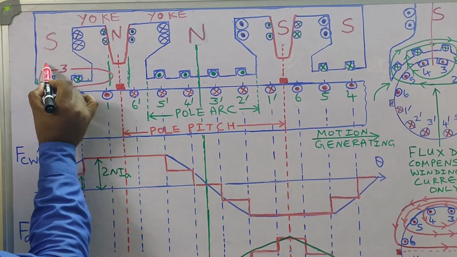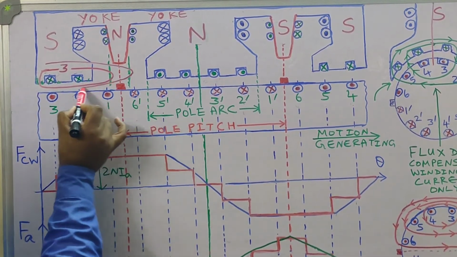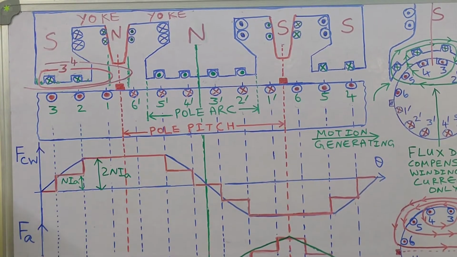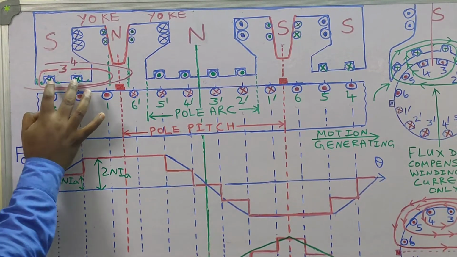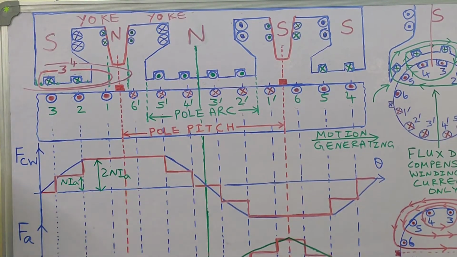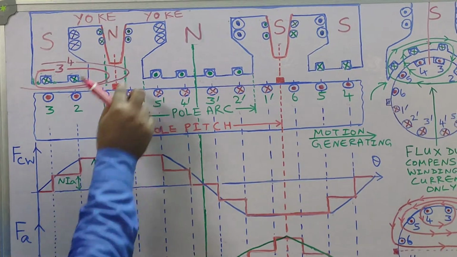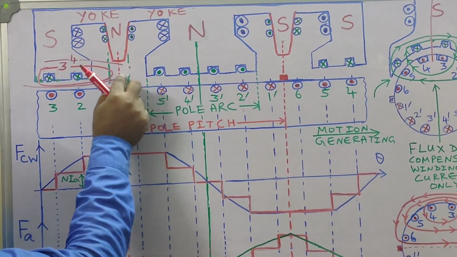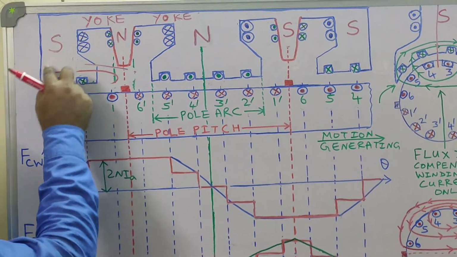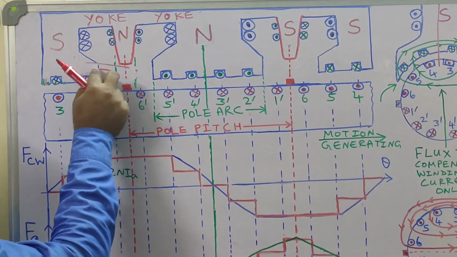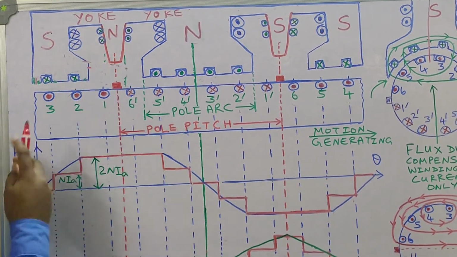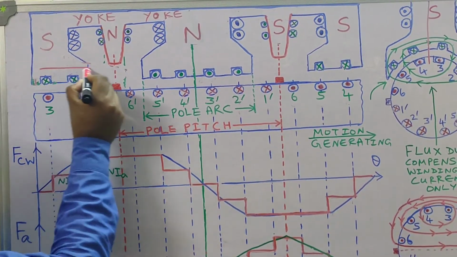Again, if you choose another path like this one, path number 4, in this case also the current enclosed is the same, two compensating winding conductors, so 2N into Ia. Now what will happen if you choose another path like this? Let me erase this first so that it is not so clumsy. Okay, now you choose another path like this one.